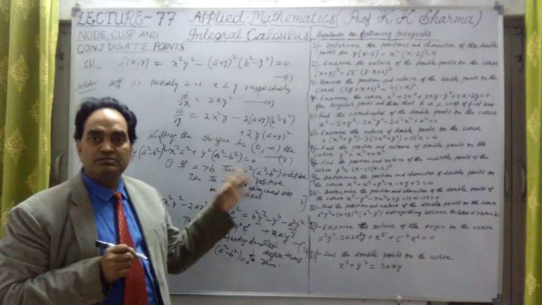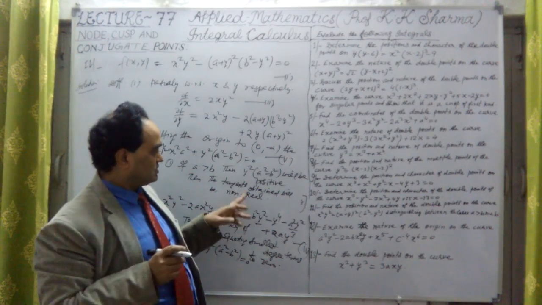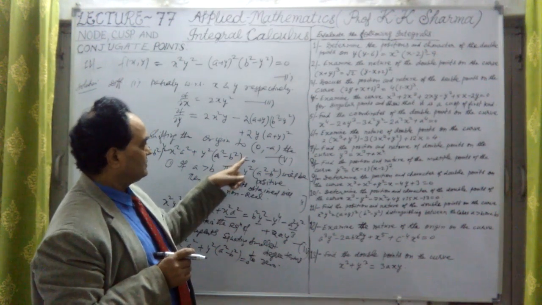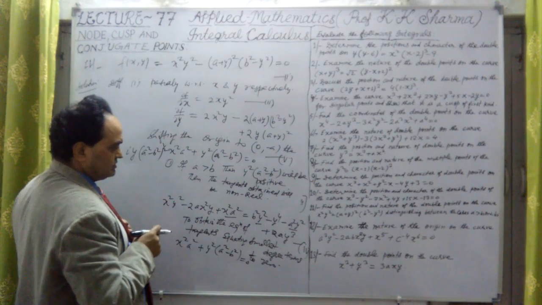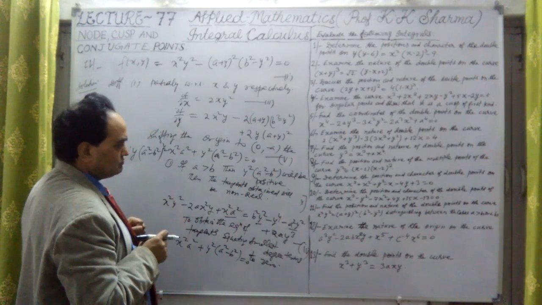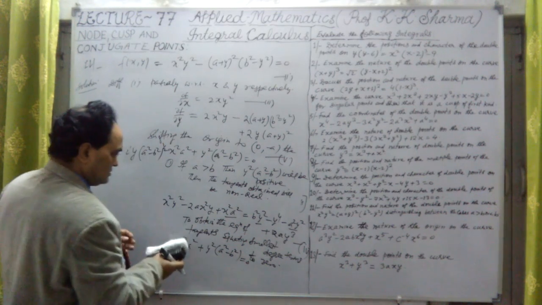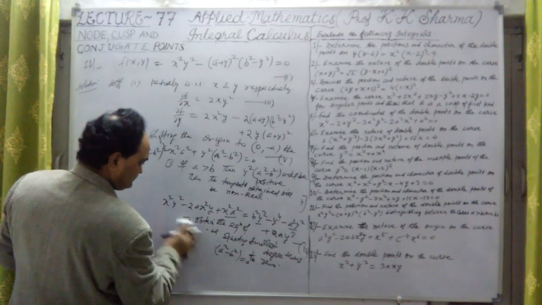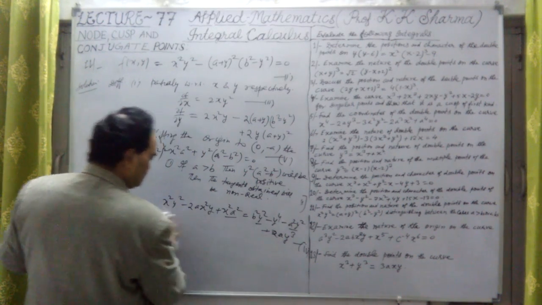The two tangents will be imaginary and distinct. It means non-real. Then this cusp at 0, minus a will be a conjugate point. So this is giving us a conjugate point.